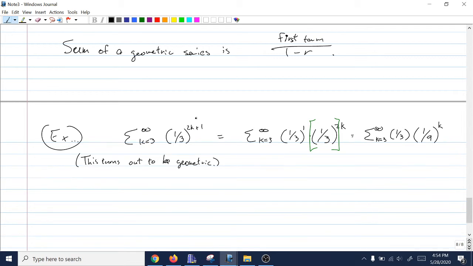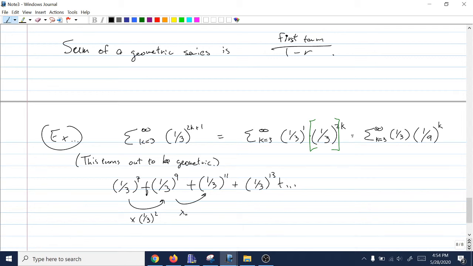The first term, when k is 3, is 1/3 to the 7. The next term, when k is 4, is 1/3 to the 2 times 4 plus 1, which is 9. The next term will be 1/3 to the 3 times 3 plus 1, which is 11. Then 1/3 to the 13. What am I multiplying by to get from one term to the next? I'm multiplying by 1/3 squared, each time. Just writing a couple terms is enough to check that we are multiplying by the same thing when we move from term to term. There's a constant factor that you shift by.